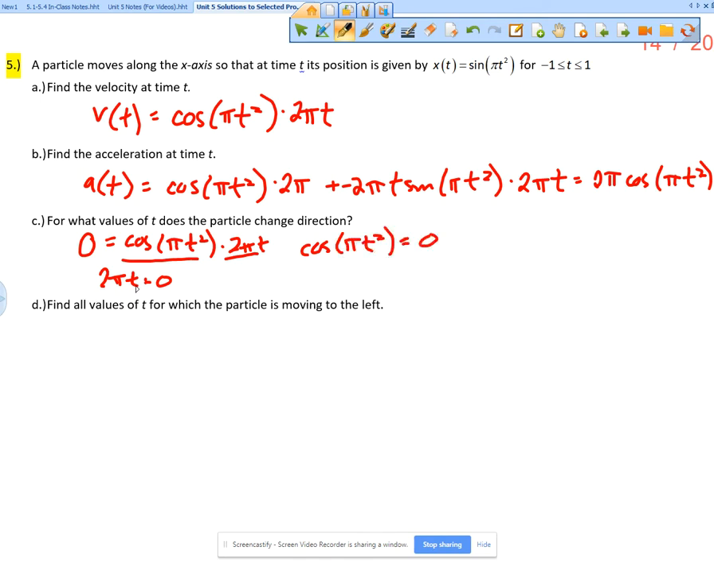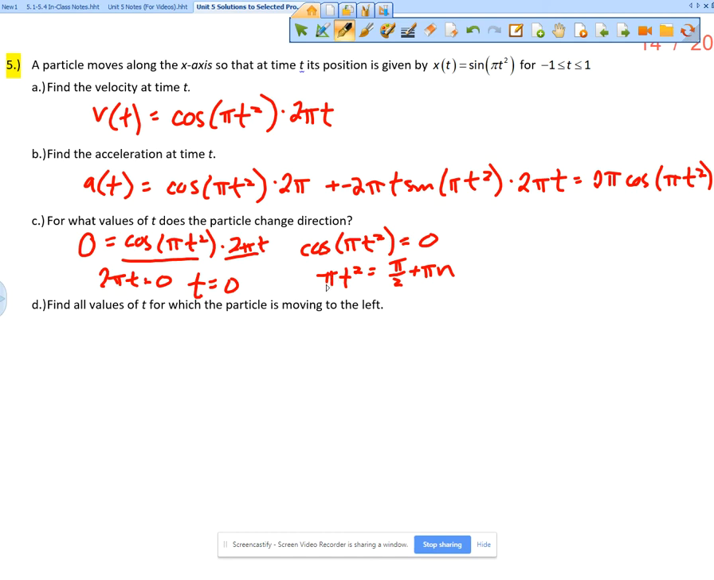So 2 pi t equals 0. I divide by 2 pi, I get that t equals 0. That's easy enough. But then I have cosine of pi t squared equals 0. So now unit circle. When does cosine equal 0? Remember, cosine is equal to 0 at pi over 2, 3 pi over 2, 5 pi over 2, 7 pi over 2, and so on. So pi over 2 plus pi n for any integer n. But remember, that's what pi t squared is equal to.